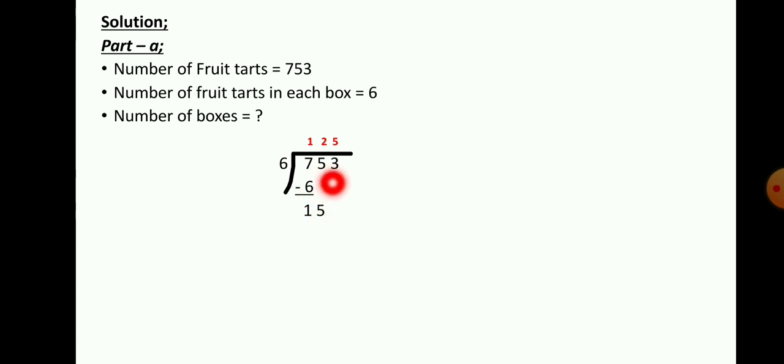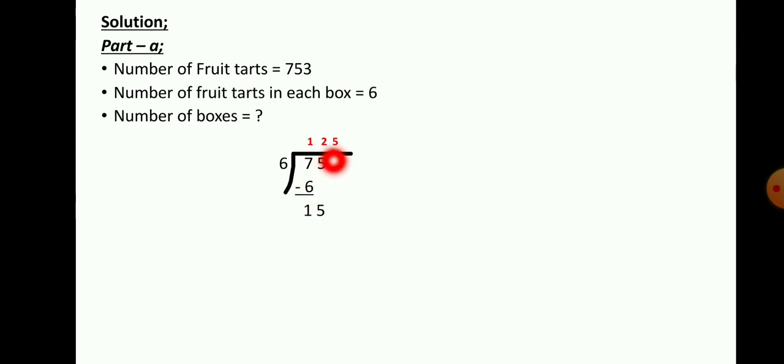Now the next digit of the dividend is 5. So we'll write 5 with this leftover and it will become 15. Now tell me, does 15 come in the table of 6? No. But below 15, 12 comes in the table of 6. How many times? 2 times.